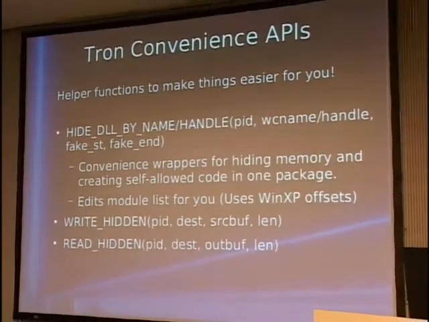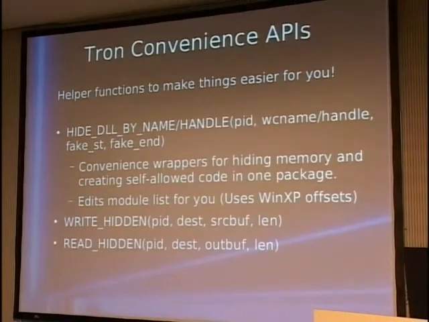So to make things even easier for you, you have these convenience APIs. These basically provide you with a convenient way to hide an injected DLL in a process, and therefore get your hidden code into a process in one nice package. It completely closes the DLL, and it will edit the module list for you using the WinXP offsets, so that it'll disappear from like Proc Explorer's DLL lists and so on.